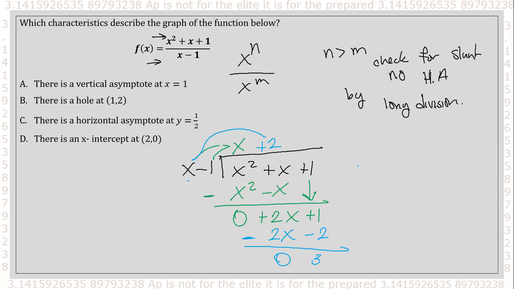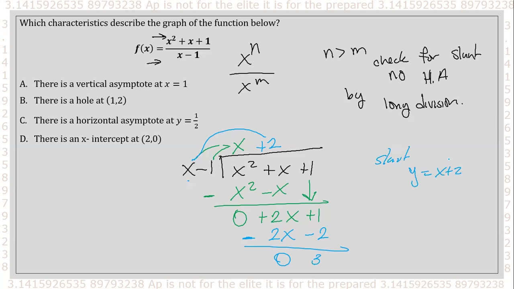So we have all of this right here. We have a slanted asymptote at y equals x plus 2. Okay.